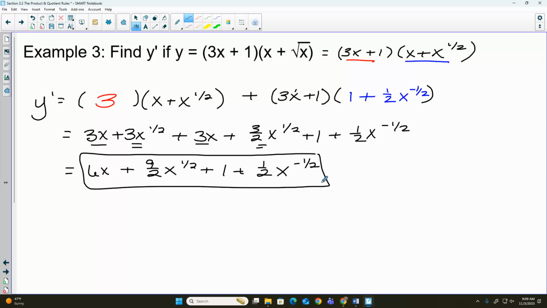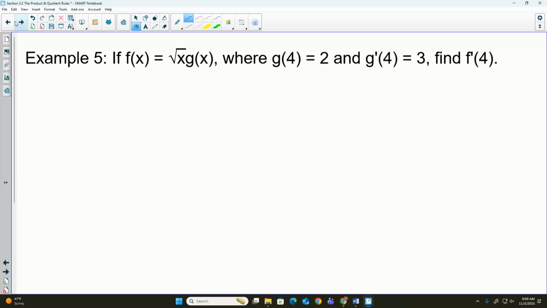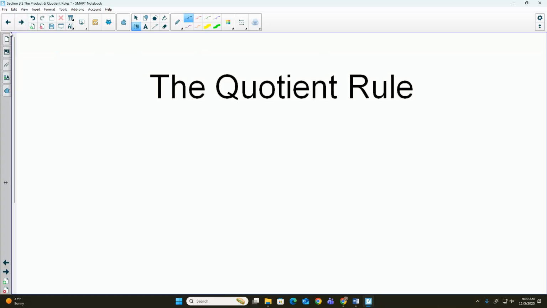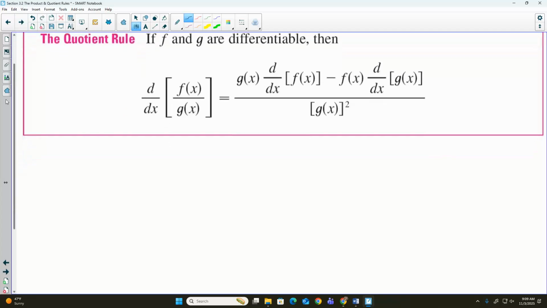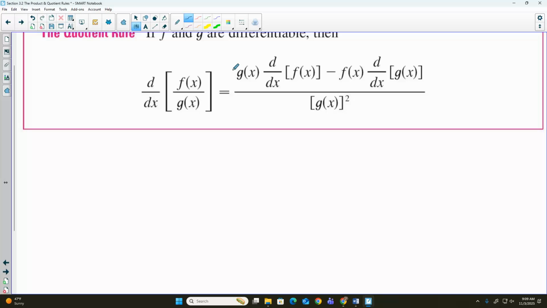Are there questions on this product rule right now? I'm going to skip a little bit. I want to go down and talk about the quotient rule next. So quotient means division. If things are divided, the expression gets a little bit more complicated. It's the denominator times the derivative of the numerator minus the top times the derivative of the bottom over the bottom squared.